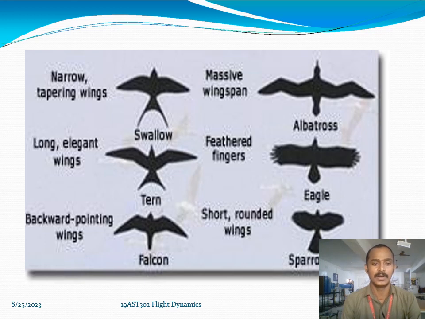By understanding bird design, we see the narrow tapered wing, the long elegant wing, the back-pointed wing, and the short rounded wing, with feathers, fingers, and massive wingspan. These are the different sweep angles of the wing that nature has given birds: the swallow, tern, falcon, albatross, eagle, and sparrow. These different wingspans and sweep angles are designed by nature, and from this we can understand how much the sweep angle influences flight performance and the stability and control of the airplane.